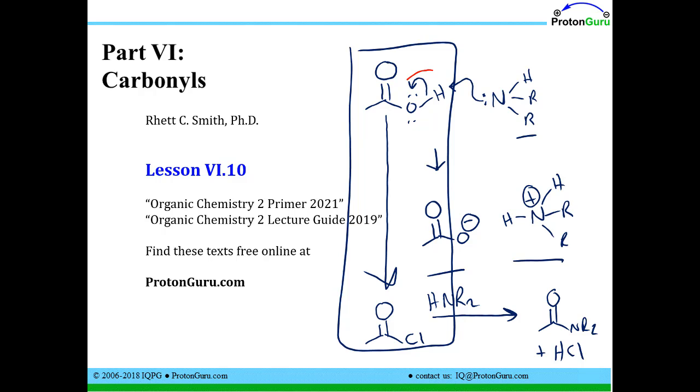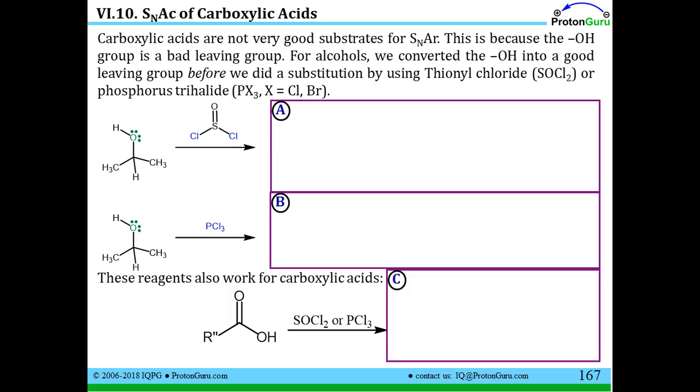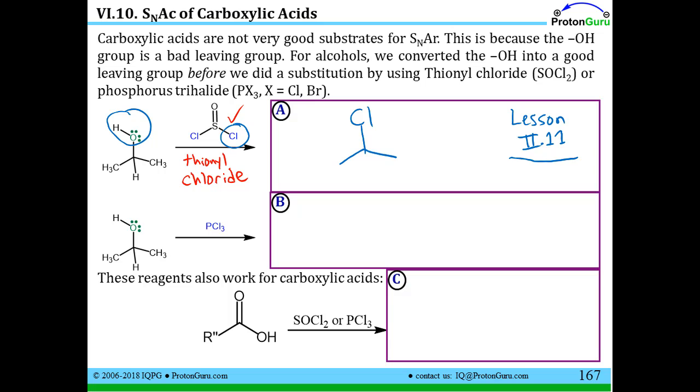So the goal is to replace an OH with a chlorine. Luckily, we've seen a couple of routes to do that when we think about converting an alcohol to a chloride. So consider this case. This is not a carboxylic acid, this is just a regular alcohol. But with this reagent, thionyl chloride, we learned a mechanism in lesson 2.11 by which that OH group could be replaced with a chlorine group from the thionyl chloride so that our product would be this.